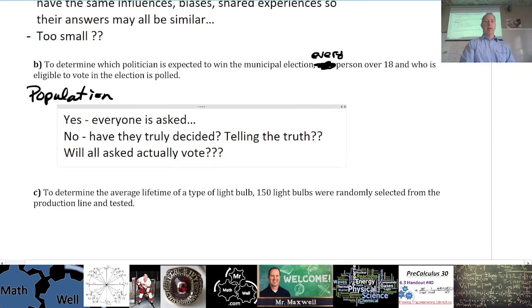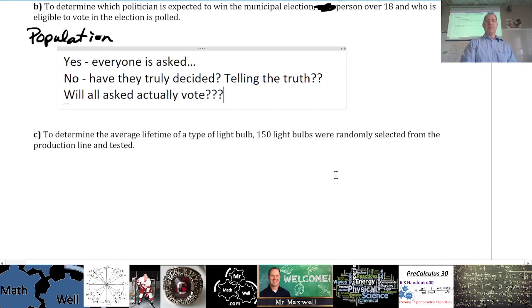So great thinking. Okay, to determine the average lifetime of a type of light bulb, 150 light bulbs were randomly selected from the production line and tested. So is this a population or sample?